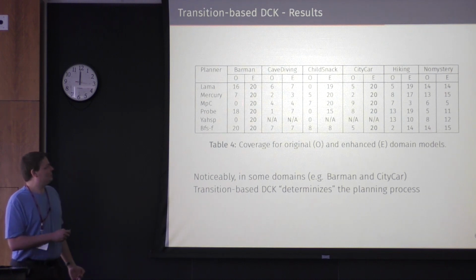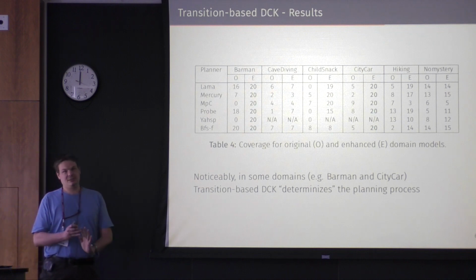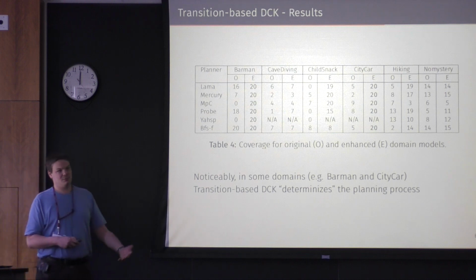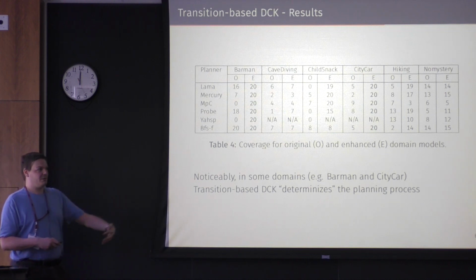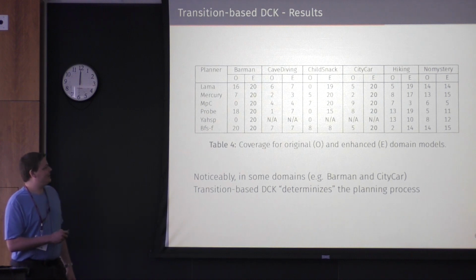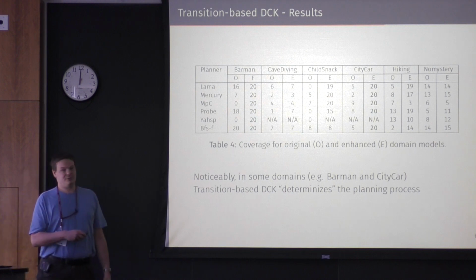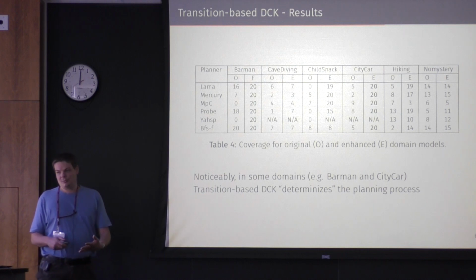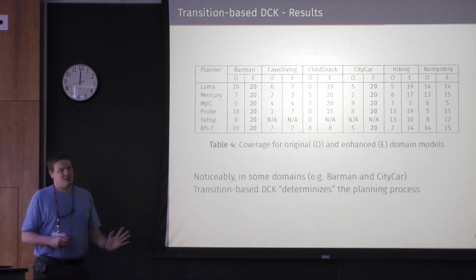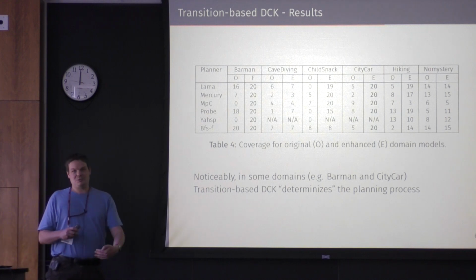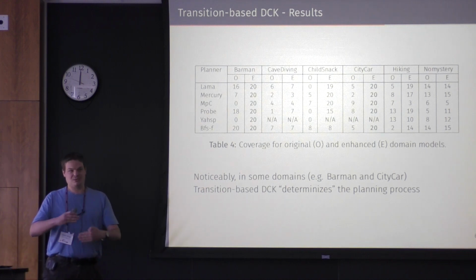On the other hand, it is not that simple, because there are still some variations. For Barman, you might need to prepare a cocktail, and sometimes you might reuse a glass with the same ingredients and so on. But in general, every planner was able to solve the enhanced domain model with the domain control knowledge. And with CityCar, a new domain from IPC 14, you have to navigate cars through the grid, and moreover you have to build the roads in the grid.